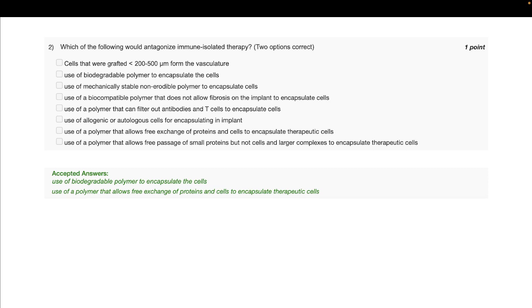So as a result, the second option is something which will antagonize the immunoisolated therapy. Third is use of a mechanically stable non-erodible polymer to encapsulate cells, like we discussed right now. And fourth is use of a biocompatible polymer that does not allow fibrosis of the implant to encapsulate cells. So this is what we actually want. If your polymer is not biocompatible, the patient's body will start fibrosing over these encapsulated cells. As a result, it will create diffusion problems and your cells will not be able to function properly.